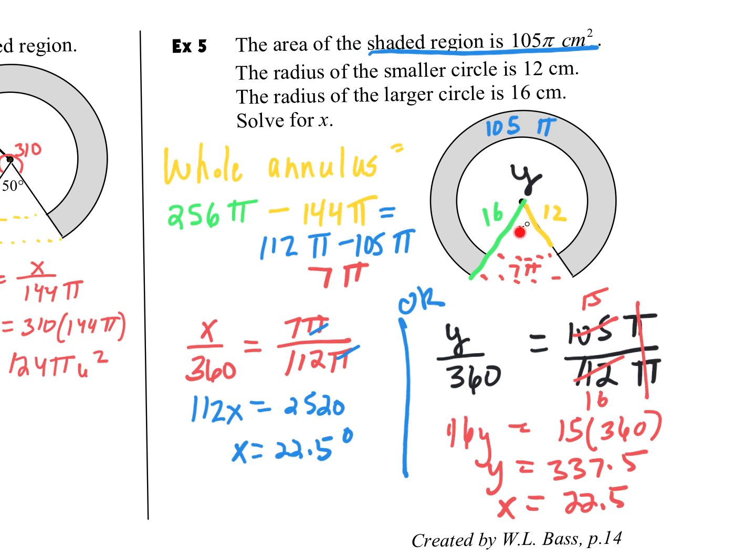Now the other way that we could do it is to say that if we find y, we can then find x. So if we find y, and I just wrote that in as an unknown, that would be some arc measure over 360. But we knew that this part was 105 out of the whole area, which was 112. You could see that y would be 337.5. If we subtract that from 360, we're going to get 22.5, which would be the same answer. So either way, it's just a different way of thinking through the process.